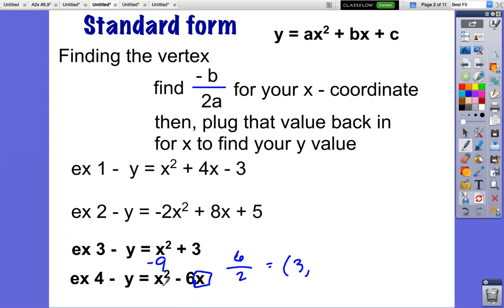So if I plugged in 3, 3 times 3 is 9, minus 6 times 3 is 18. Notice I got negative 9. That's kind of an advanced move. I'll go back and show you this again.